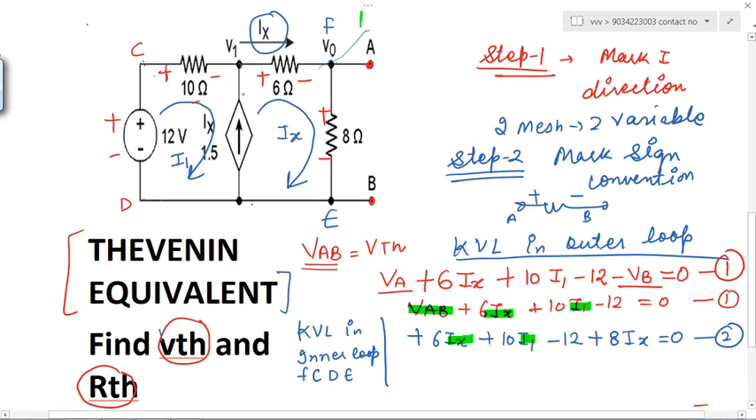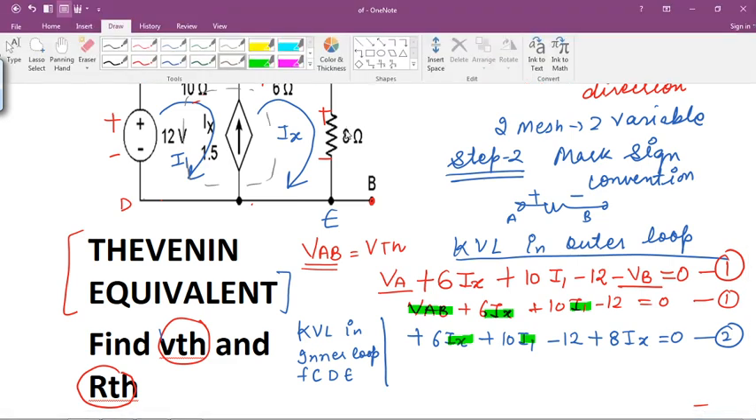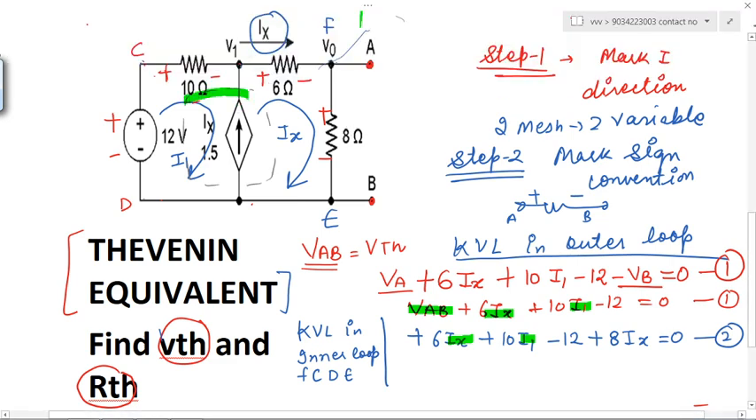And how can we get the third equation? From this dependent source. You can see this is a dependent source, and which source is it? It is a current dependent current source, CDCS. Why is it a current source? Because an arrow is given in this, and as you know, if an arrow is given, that source is a current source, and it depends on the value of current, right?